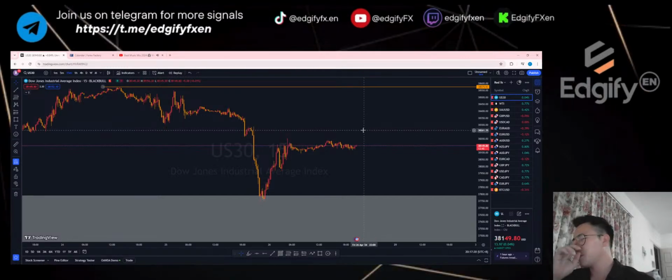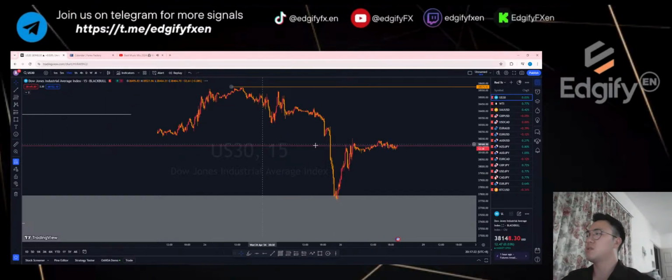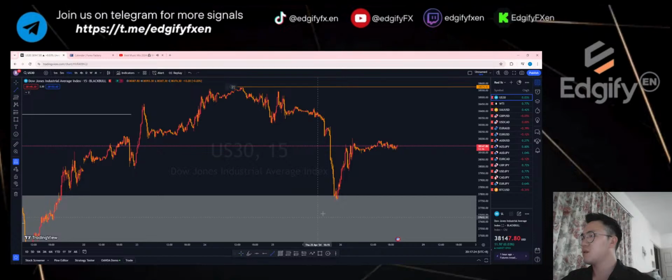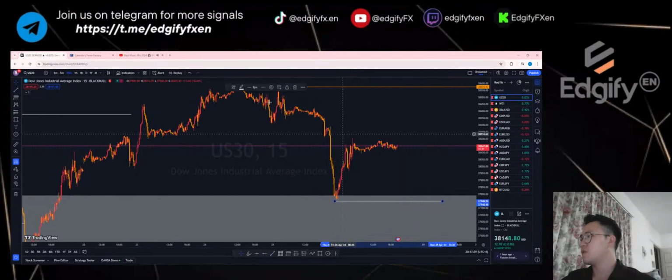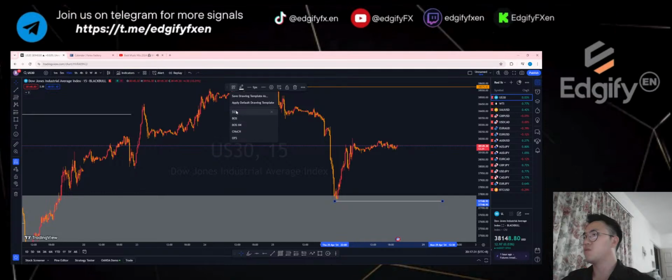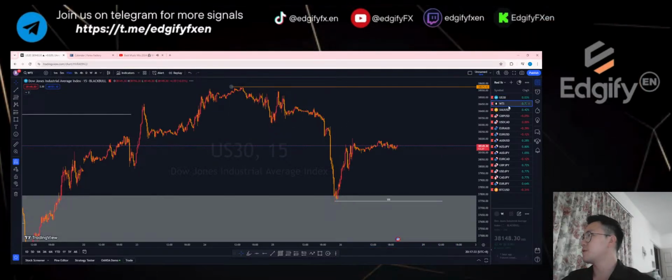It was very close to the TP already, so we'll see US 30 probably to dump first, maybe taking out these lows. If these lows will be taken out, then we'll look for a possible entry for US 30.